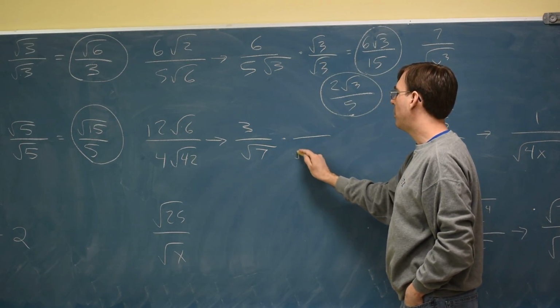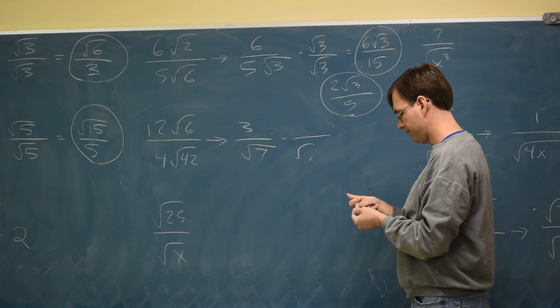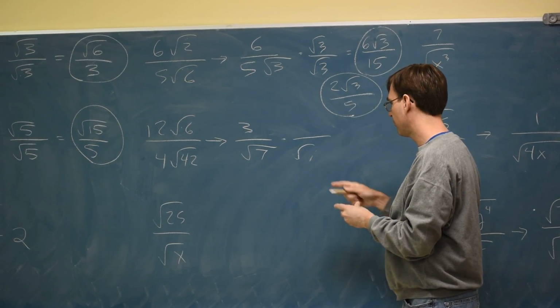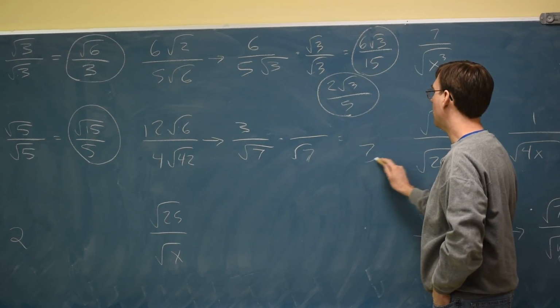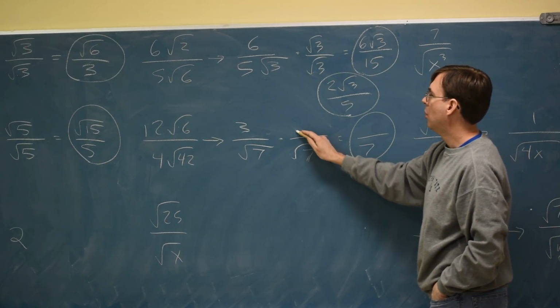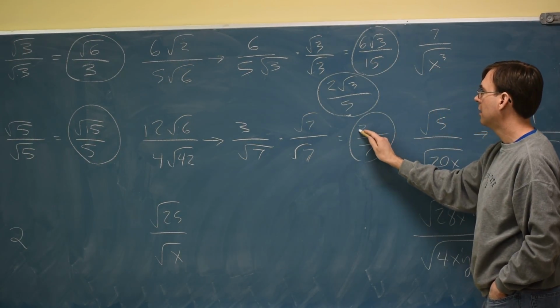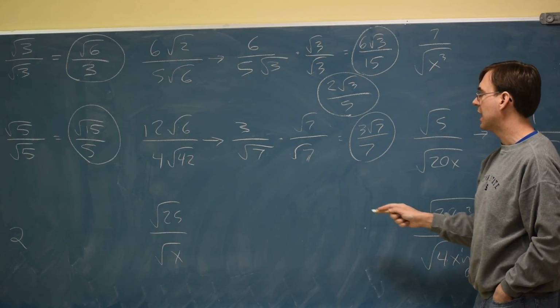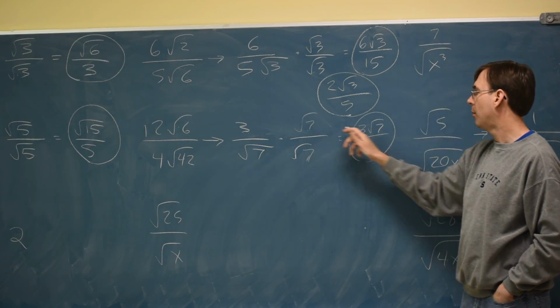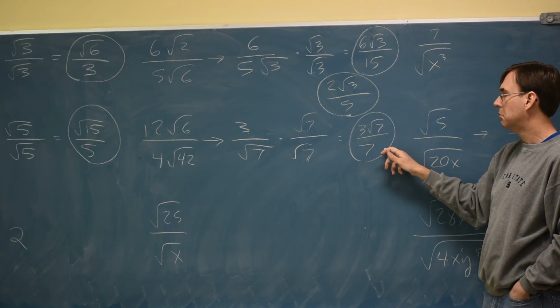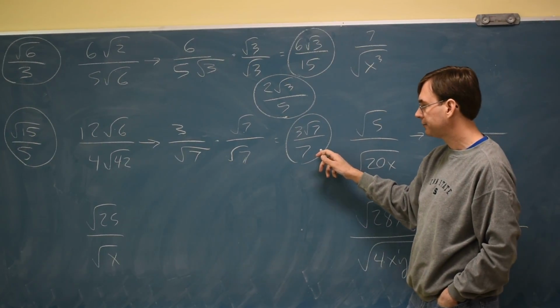This one, we multiply by root 7 on the bottom. So that's a normal 7. Multiply the top by root 7. 3 can't multiply root 7 because normal numbers can't multiply roots. Just put them side by side, and that's as good as we're going to get on that.